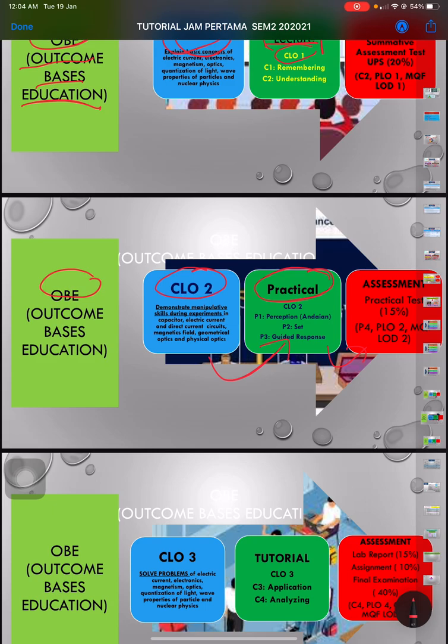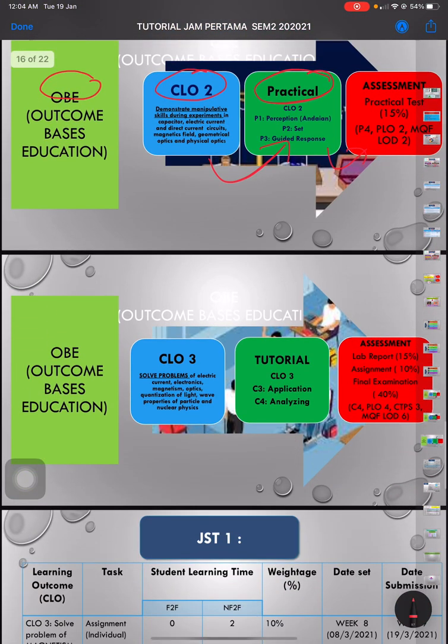Next is CLO3. For OBE, it comes from tutorial class, application and analyzing concept. So CLO3 means solving problems of this subtopic. The assessment that we cover for this tutorial is lab report, assignment and final examination.